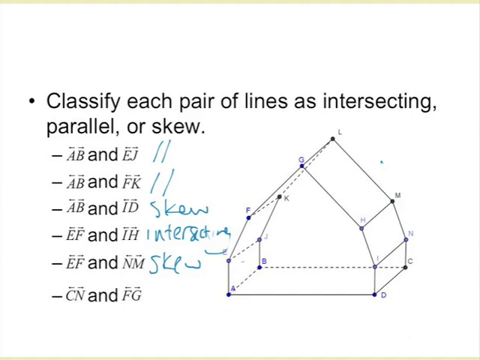And the last one, CN and FG. Will they intersect? No, one's in the front, one's in the back. Can I draw a plane? No, they're at different angles, so those are skew. Questions?